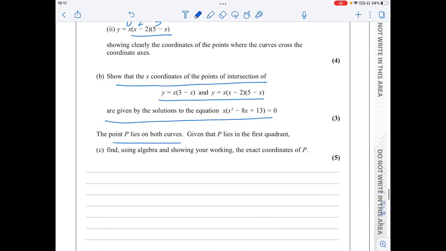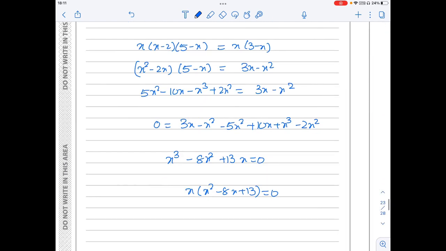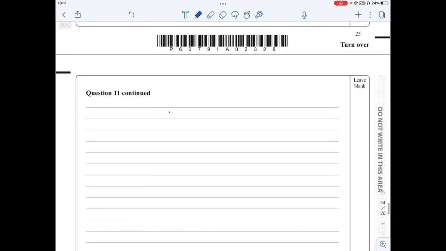The point P lies on both the curves. Given that P lies in the first quadrant, find using algebra, showing your working, the exact coordinates of P. So I have to solve this one. Now x squared minus 8x plus 13 equals 0.